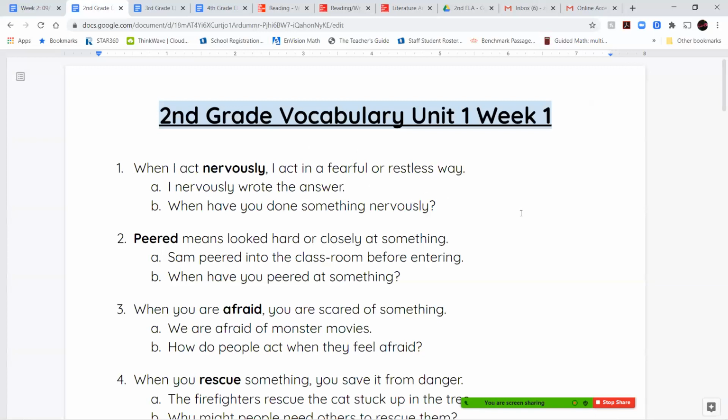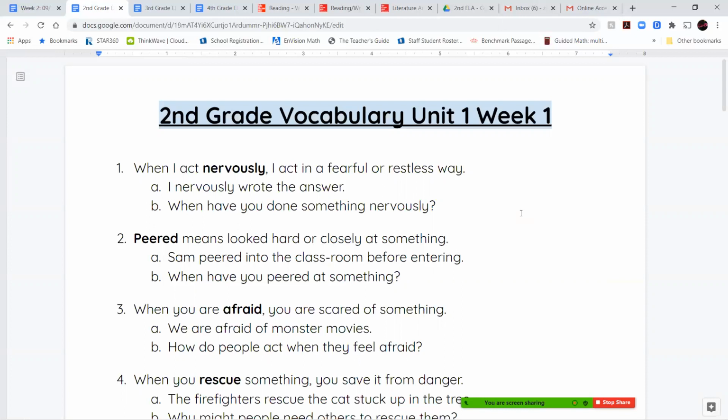So your first word was the word nervously. When I act nervously, I act in a fearful or restless way. So when you're nervous, you're afraid or you're worried about something. So when you're acting nervously, you're doing something in a way where you're worried about it. So we know that Little Flap nervously jumped out of the nest and started flapping.